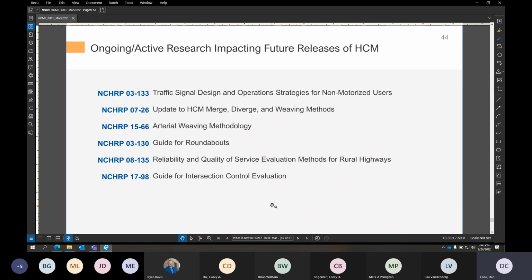But there always has been, and there always will be, research projects that will influence, in this case, the Highway Capacity Manual. These are some of the projects that are ongoing right now. I believe all these projects are either just wrapping up or they're just starting. I don't think there's any that are future projects that are listed on here.